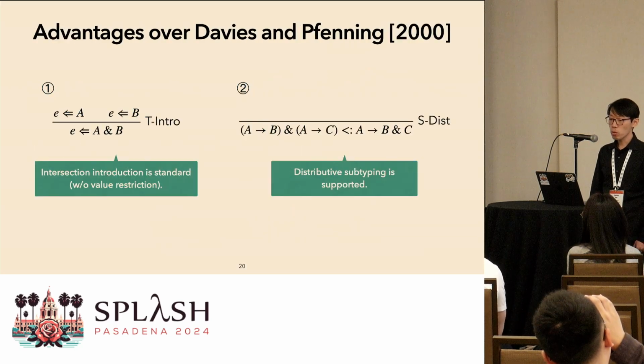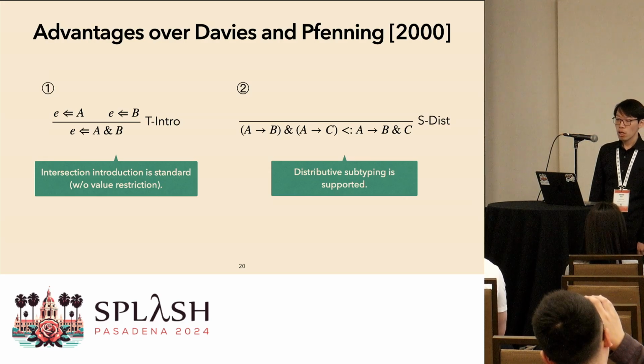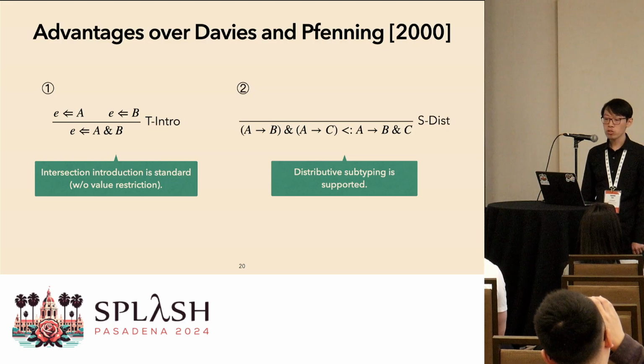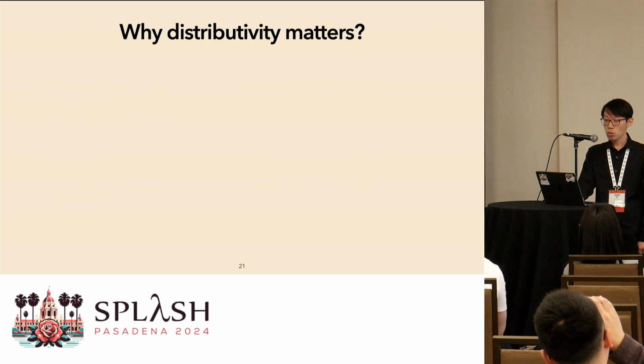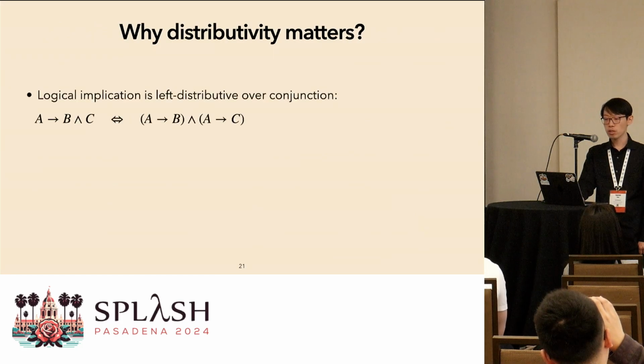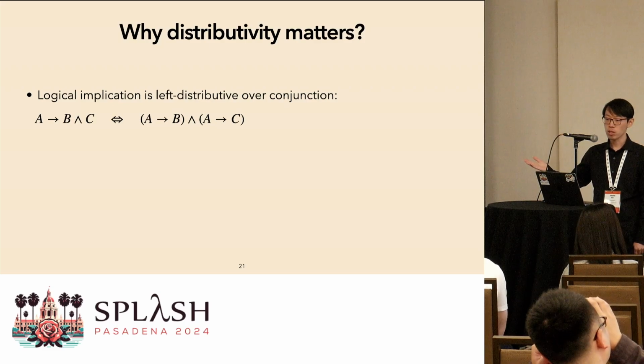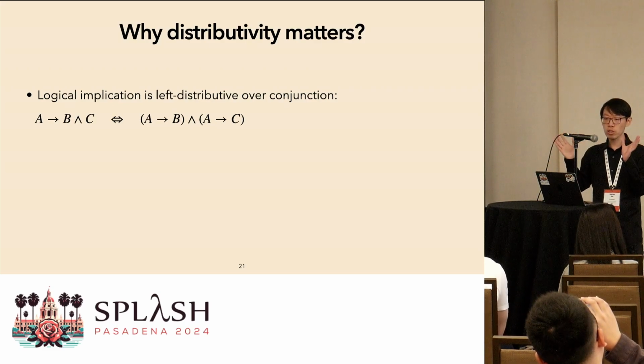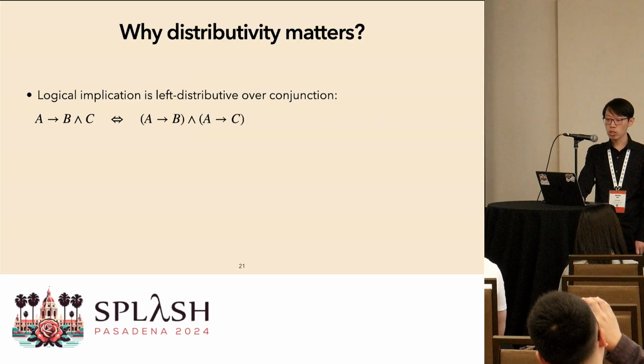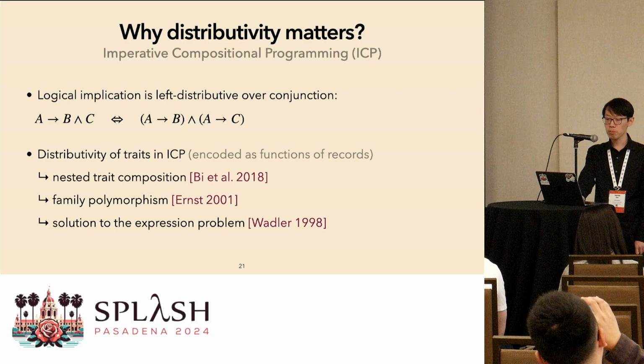To conclude, our advantages over Davies and Pfenning's solution are, first, our intersection introduction is standard. We don't have value restriction. And distributive subtyping is supported. Why does distributivity matter? Because we have shown in the very beginning that logical implication is left distributive over conjunction.